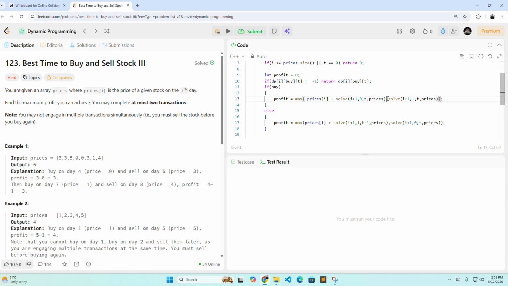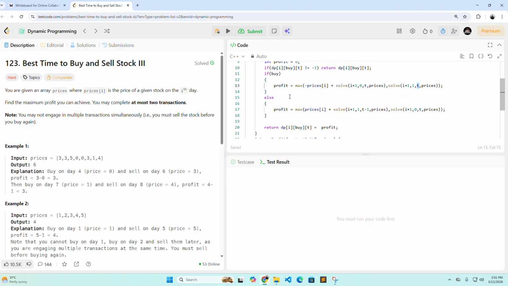Another option is to ignore the ith day. Then I move to i plus 1, and I did not buy any stock, so buy remained 1, and no transaction happened, so t remained t, and the prices.